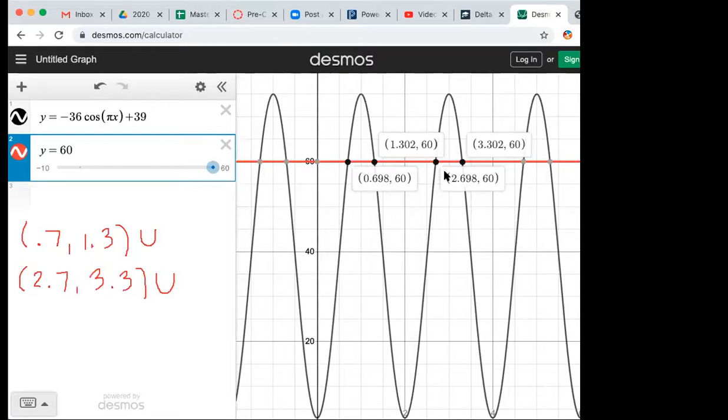Union, the last one until 6 minutes, because 6 minutes is right here. See where my mouse is over here, Chris? So I only care about these last two. 4.7 to 5.3. It's the same 0.302. It should repeat because it cycles.